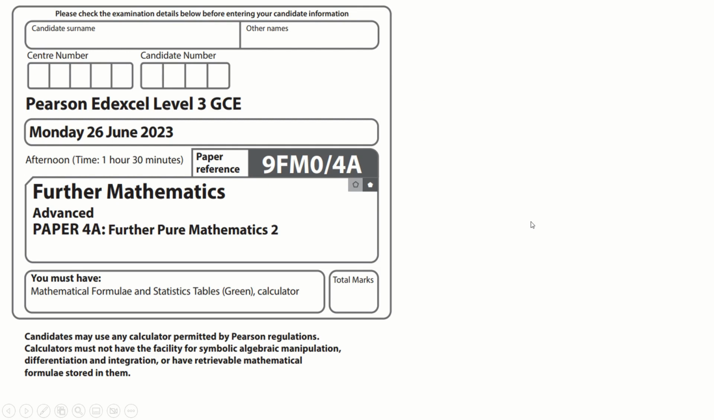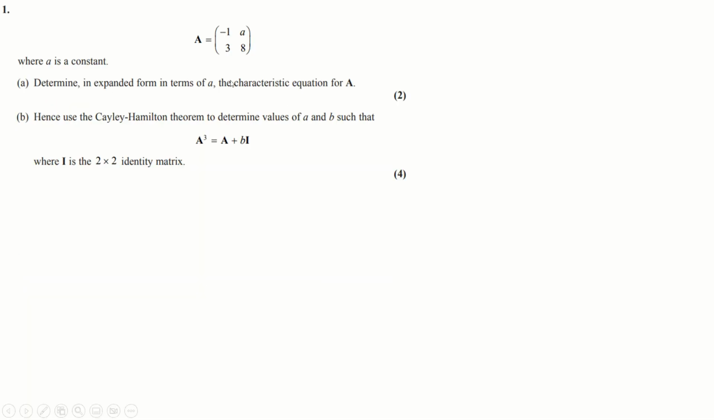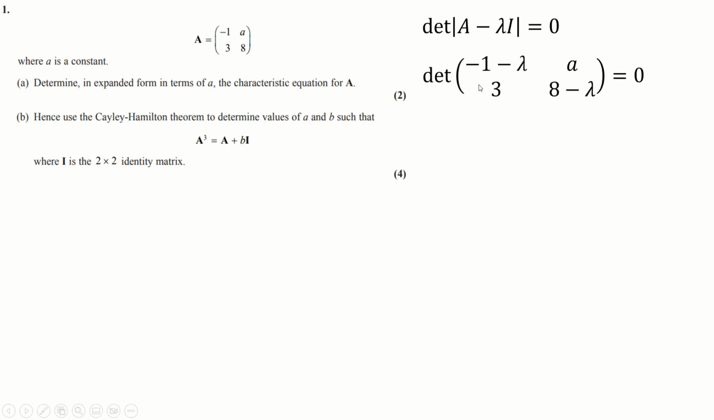All right, this is Further Pure 2 from 2023. Let's just do it. The characteristic equation is just the determinant of A minus lambda I. So you take away lambda from the leading diagonals, because when you times it by I, it only exists on the leading diagonals. So this ends up being minus 1 minus lambda into A, 3, 8 minus lambda. You find the determinant of that, you set it equal to 0.